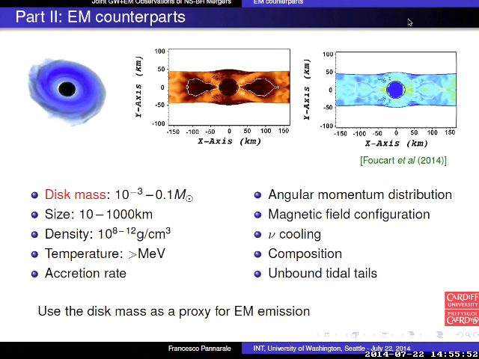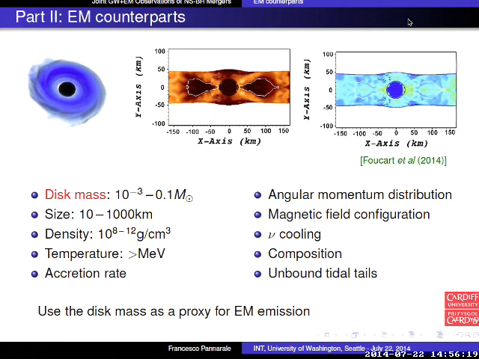Okay, back to EM counterparts. With numerical relativity simulations, you can simulate black hole neutron star system mergers. You can get distributions of, I don't know, angular momentum, configurations of magnetic fields. You can add neutrino cooling, all sorts of things, temperature distributions.